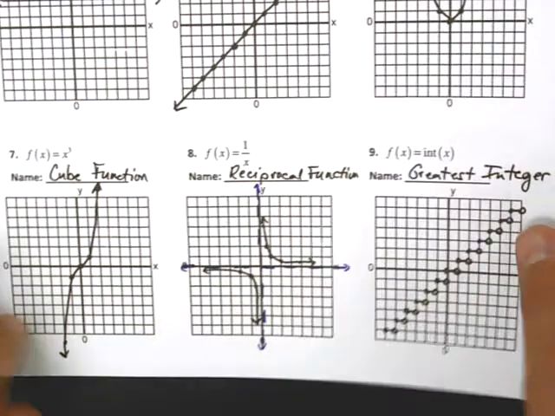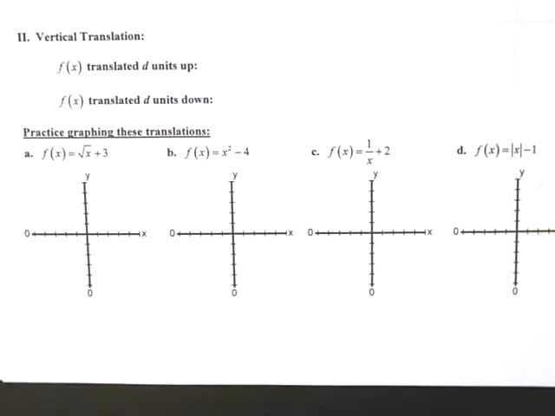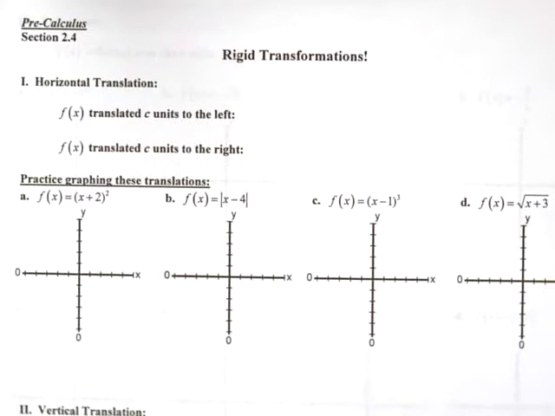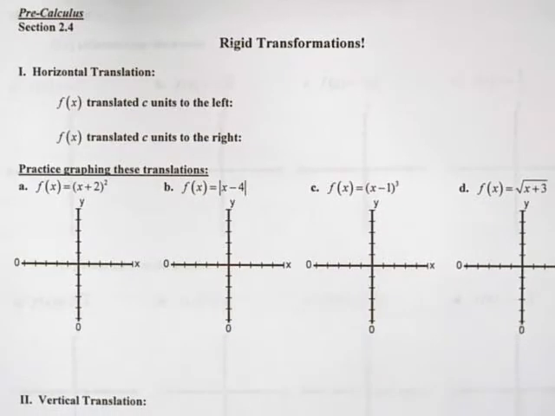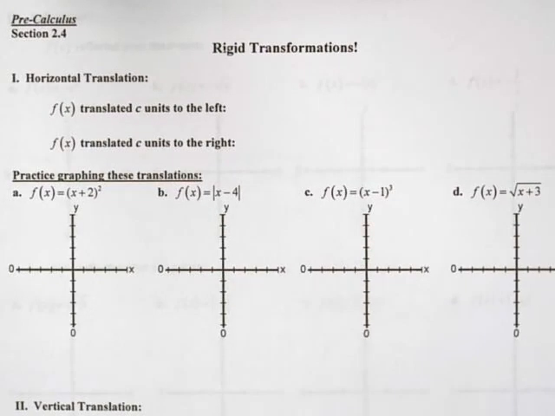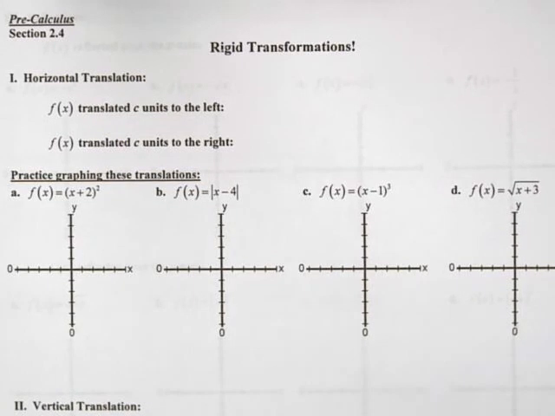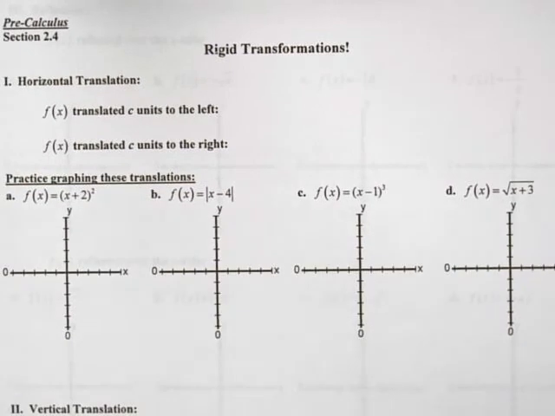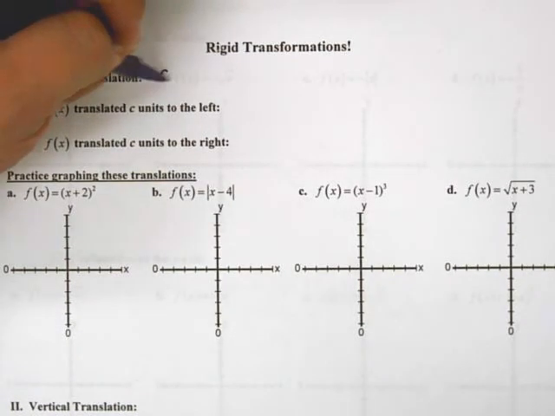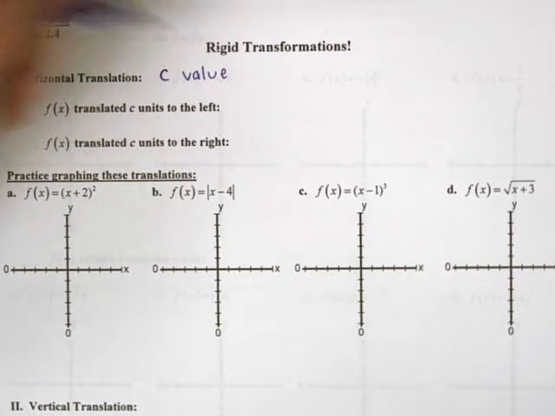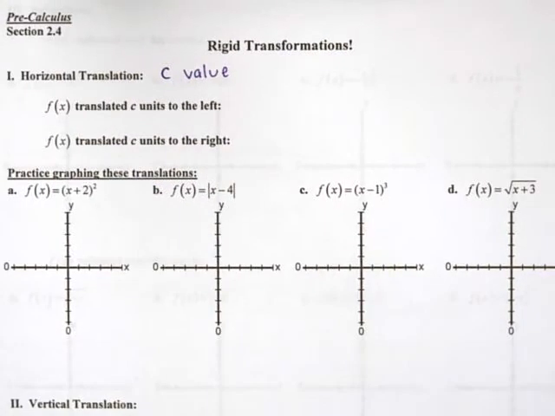Now what we're going to do is jump into rigid transformations. What we mean by rigid transformations is that the shape of the graph isn't really going to change, just the location. Just the location. So the first shift that we're going to talk about is a horizontal translation. What we're looking for is the C value. The C value tells us about the horizontal translation.